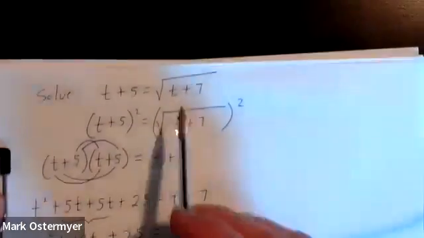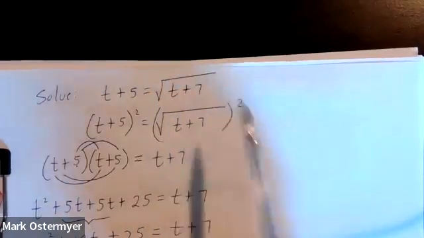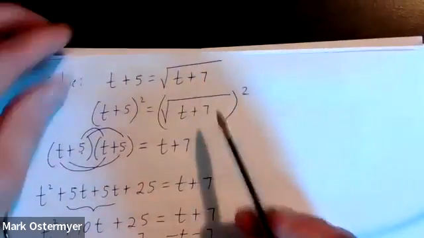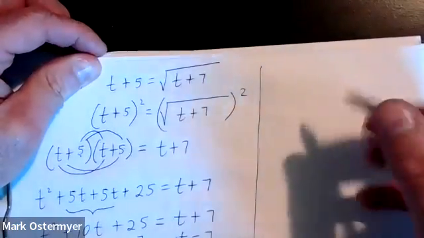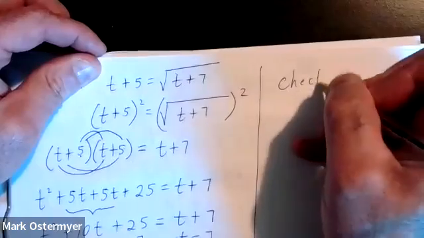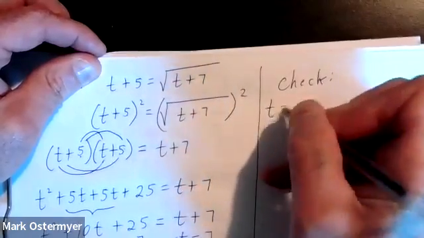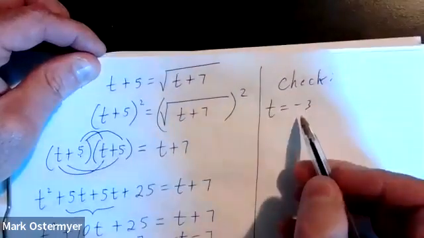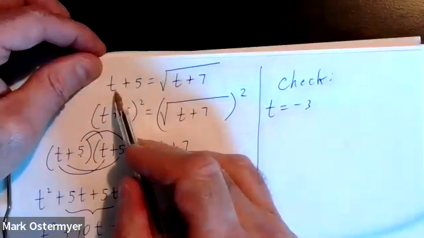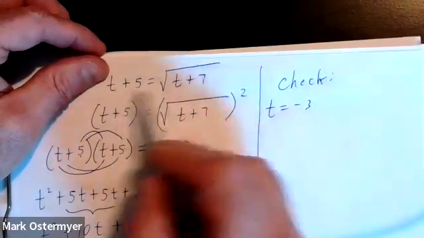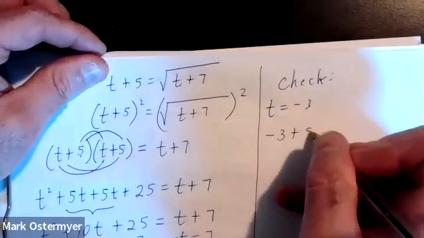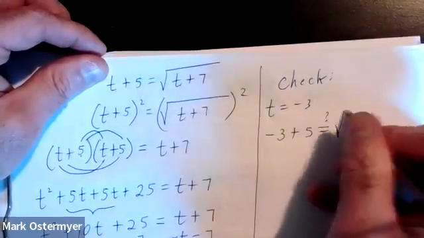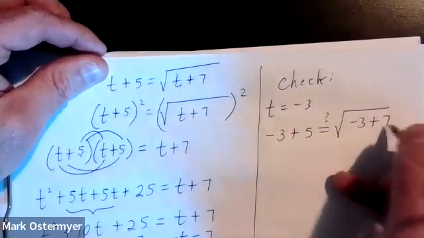Since our equation had an even root in it, a square root, we must check both these answers in the original equation and make sure they check out before we add them to our solution set. So here we go. We're going to check out t equals negative 3. I'm going to take negative 3, substitute it in for t here, and see if it satisfies this equation. So is negative 3 plus 5 equal to the square root of negative 3 plus 7?